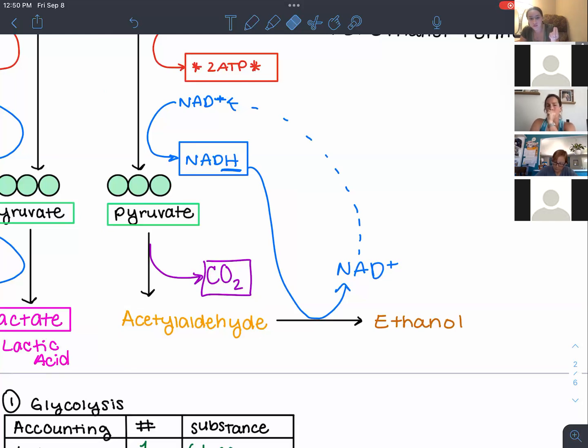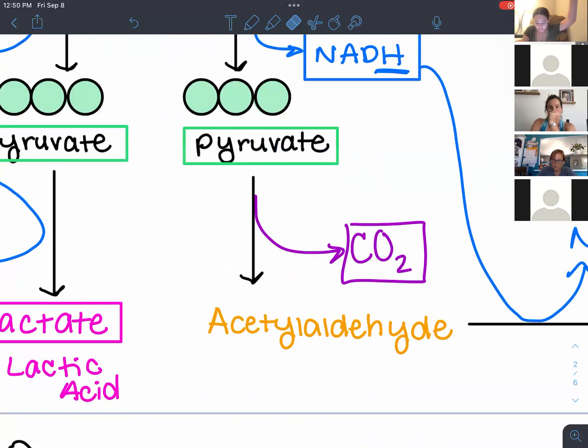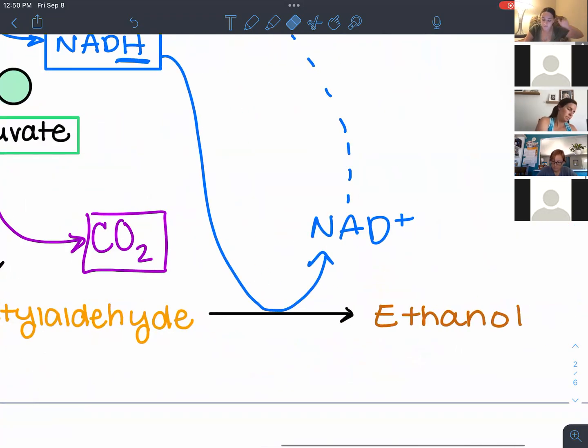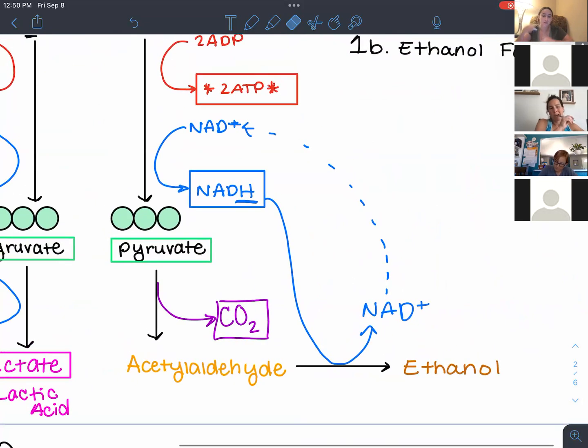Okay? So first what we're going to do is take pyruvate and convert it into acetaldehyde, and carbon dioxide is going to be released. Then our NADH is going to drop off its electron to the acetaldehyde, and it's going to become ethanol. And then our NAD plus is now regenerated, and the whole process can go over again. Okay. Does this make sense, kind of?